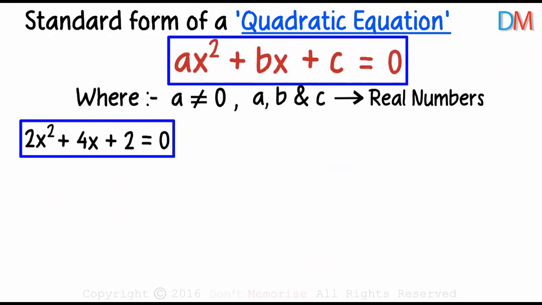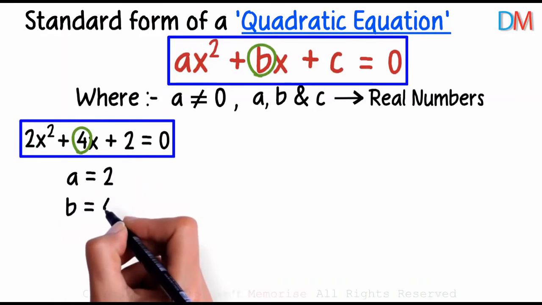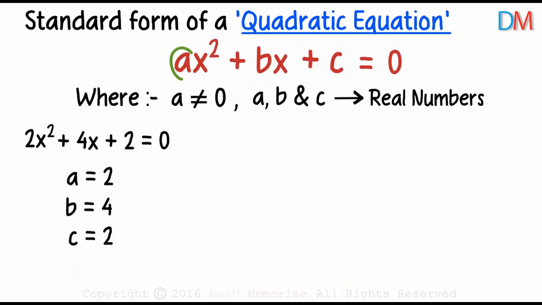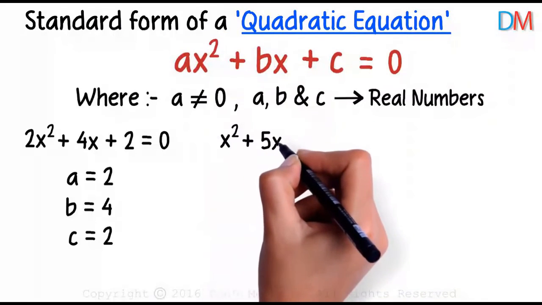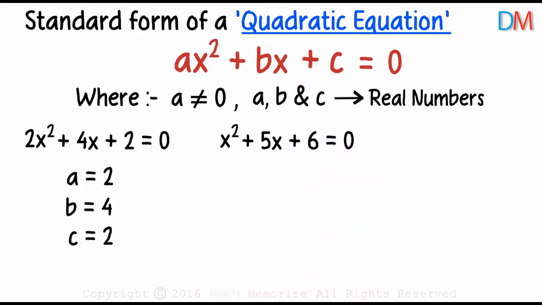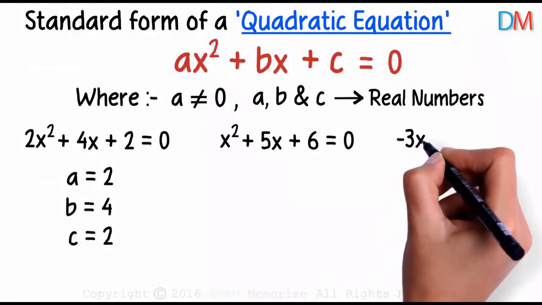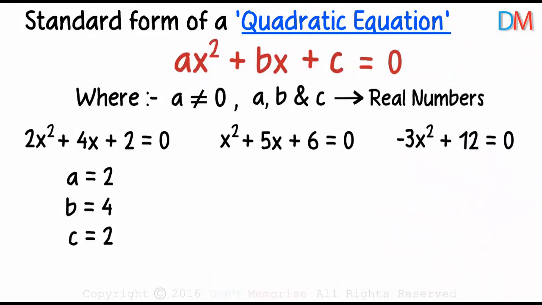Comparing it to the standard form, we get a as 2, b as 4 and c as 2. a is the coefficient of x squared, b is the coefficient of x and c is the constant. This is called a quadratic equation in variable x. x squared plus 5x plus 6 equals 0 is also a quadratic equation. Negative 3x squared plus 12 equals 0 too. Yes, you might not see the x with power 1 in this equation, but it still is a quadratic equation. That's because the degree of the polynomial on the left is still 2.